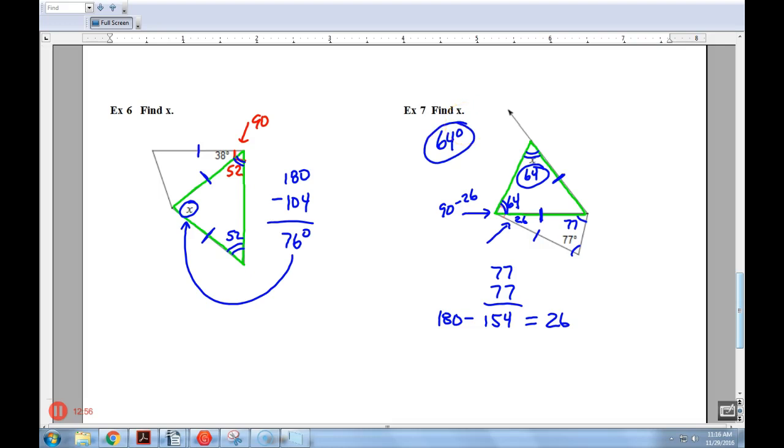So you can kind of see the same game played out over and over, but the key is understanding that in any isosceles triangle, the two sides that are congruent, the opposite angles, the base angles, are also congruent.